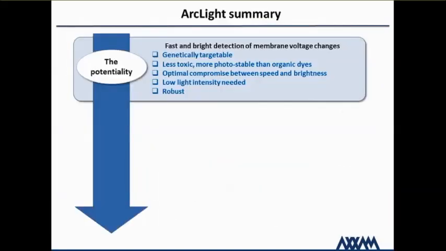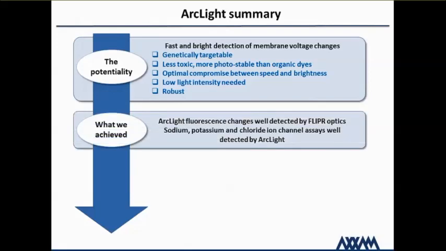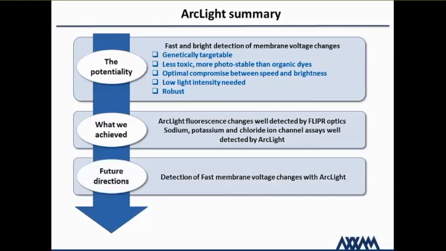So in summary, the Arclight voltage indicator displays a lot of important features that would be very attractive for the detection of fast voltage changes in a robust way, as summarized in this list. What we could successfully demonstrate is that the Arclight sensor stably expressed in HEK cells can be very well measured with the FLIPR optics, and this is one of the most important aspects. Moreover, we developed stable pure clones where the Arclight sensor robustly detects different ion channel activity. And the future possibility to use Arclight to detect fast and reversible electrical signals in an HTS-compatible way is the most valuable aspect of our work.